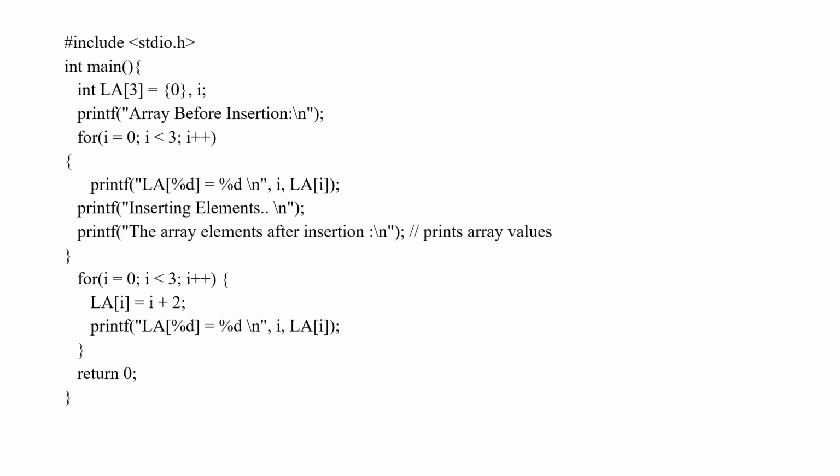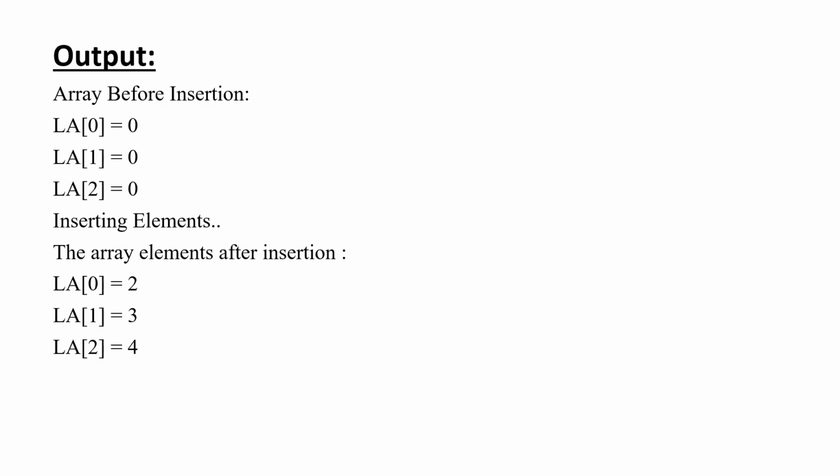Printing the array after insertion. After updating the array, it prints the new values. For example, the output is given here, where before inserting an element, the array index goes from 0 to 2, the total size of the array is 3, and the values are 0, 0 and 0. After inserting the array elements at each index, the values are 2, 3 and 4.